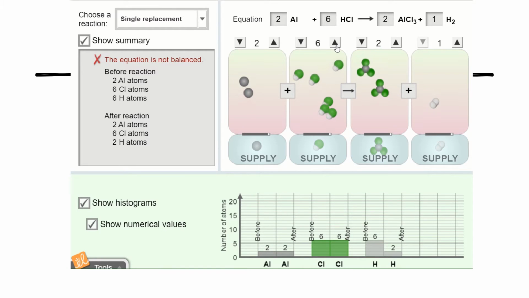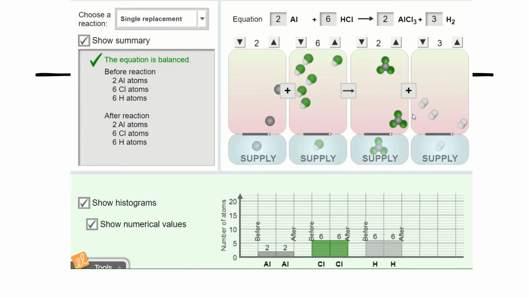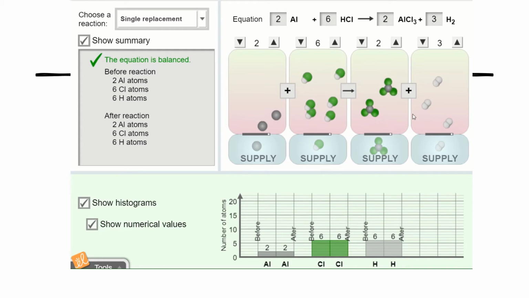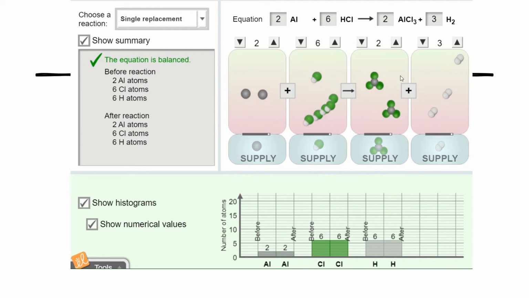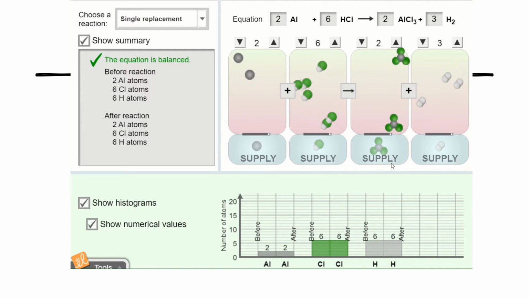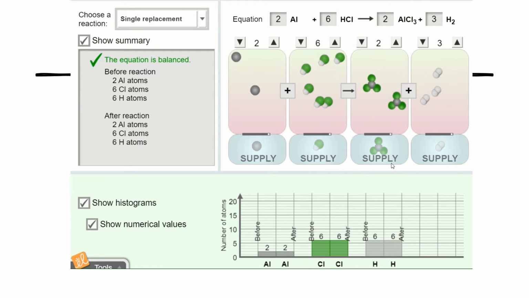Okay, and then I just have to balance hydrogen. So let's see if I can do it. And there we go. Voila. See, so a good rule, a good attempt is to try and put a 2 in front of the most complicated looking thing and see if that helps out.